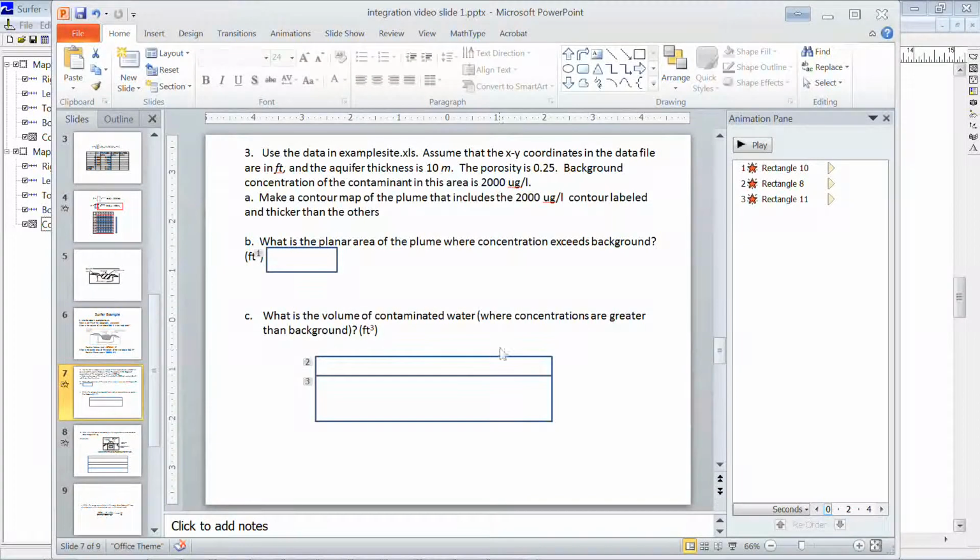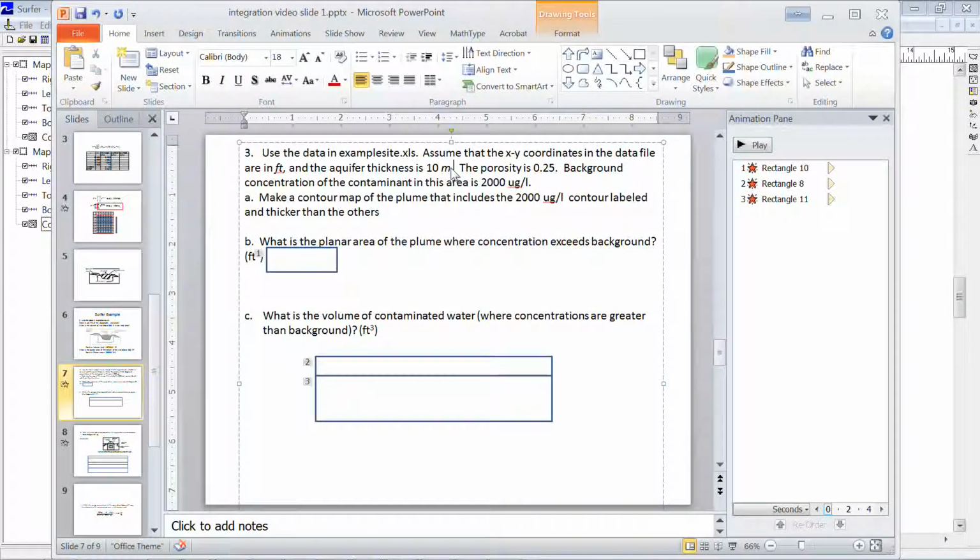So let's go to the next example where we have to do a little more calculation. In this case we're going to use the same data file, and we assume the coordinates are in feet, the aquifer thickness is 10 meters, porosity is 0.25, and what we'll also assume is that the concentrations that are given are concentrations that have been averaged over the thickness of the aquifer. So they're averaged over this 10-meter thickness. So the first thing we need to do is make a map of the plume that includes a 2000 microgram per liter contour.